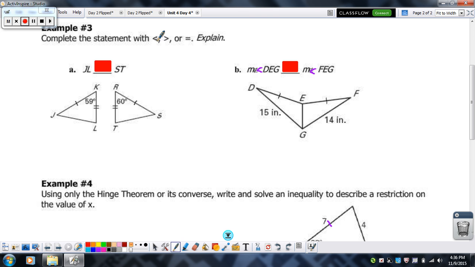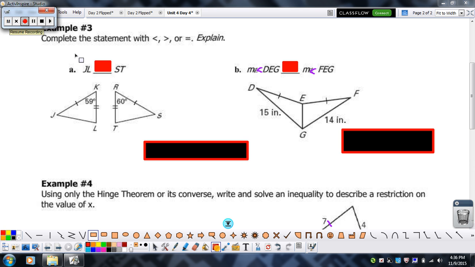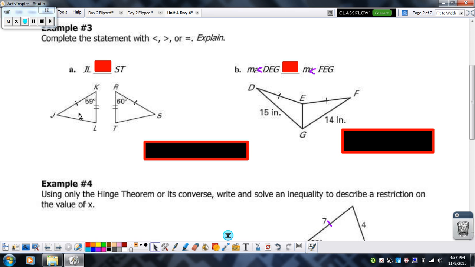For example number 3, complete the statement with less than, greater than, or equal to, and explain. First, we're looking at our two triangles. They've given me that each one has two pairs of congruent sides. I notice that 60 is larger than 59, which means that the side across from it, ST, must be greater than the side over here. Next, they give me the measure of angle DEG and the measure of angle FEG. I'm trying to figure out which one is bigger. 15 is bigger than 14, which means that the angle across from 15 must be larger, and that means that angle DEG must be larger than the measure of angle FEG.